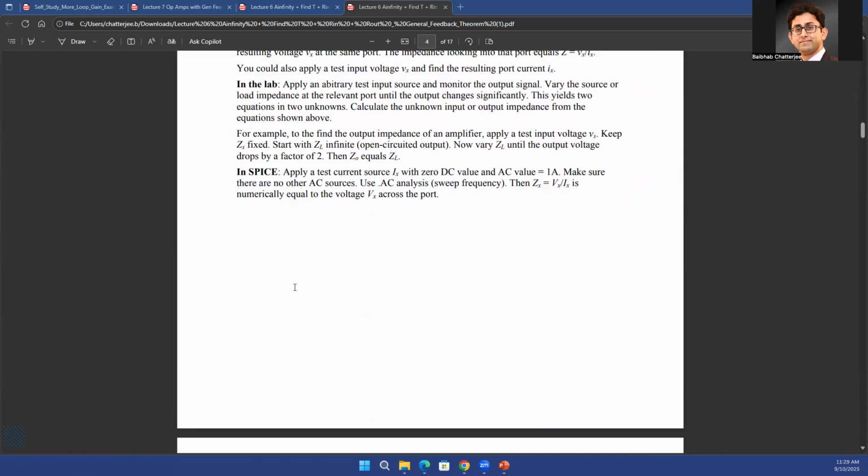So I'll post the homework problem, but the homework problem will ask to find out what is T, what is the loop gain, but it will also try to find out what are the input and output impedances, which we are going to discuss in the next class.